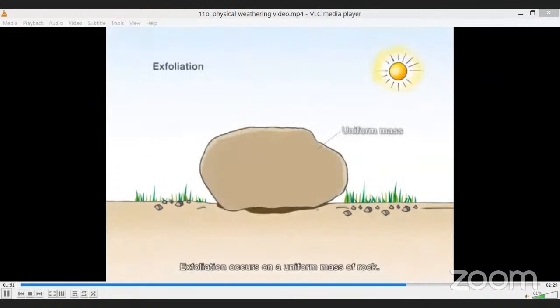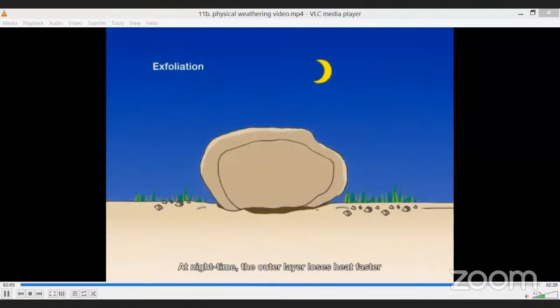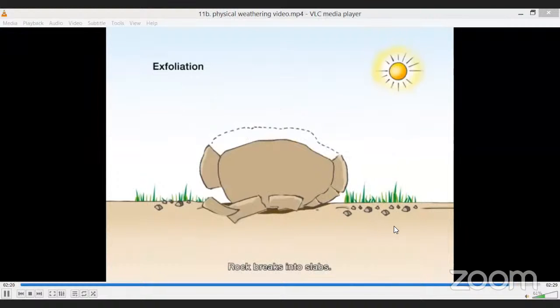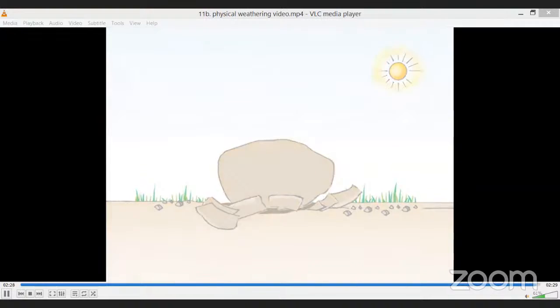Exfoliation occurs on a uniform mass of rock. During daytime, the outer layer absorbs more heat and expands more than the inner layer. Concentric cracks develop. At nighttime, the outer layer loses heat faster and contracts more than the inner layer. Radial cracks develop. Repeated expansion and contraction causes the outer layer to peel off. Rock breaks into slabs. A new surface is exposed to heating and cooling.